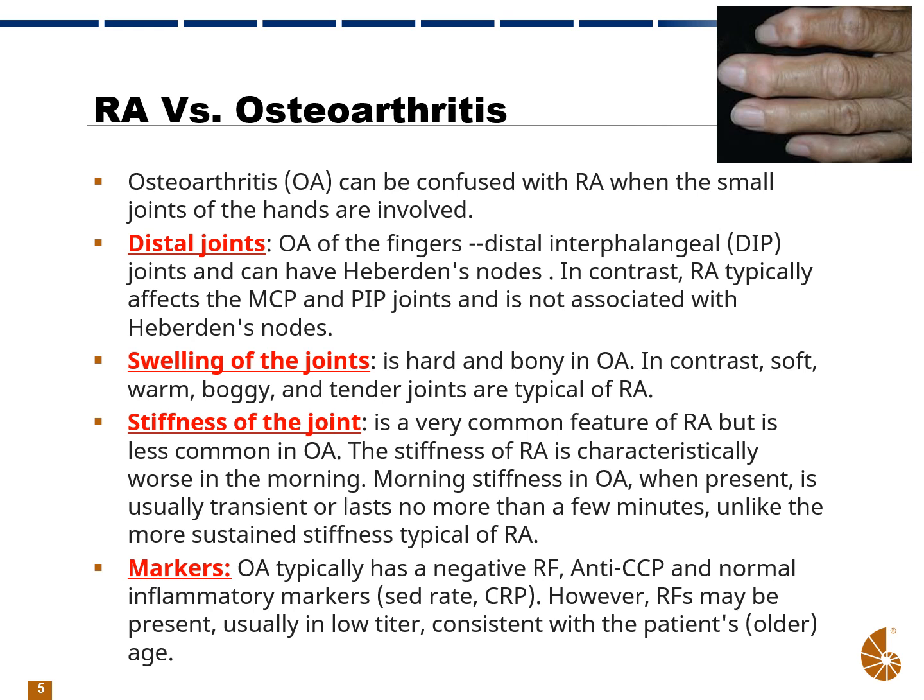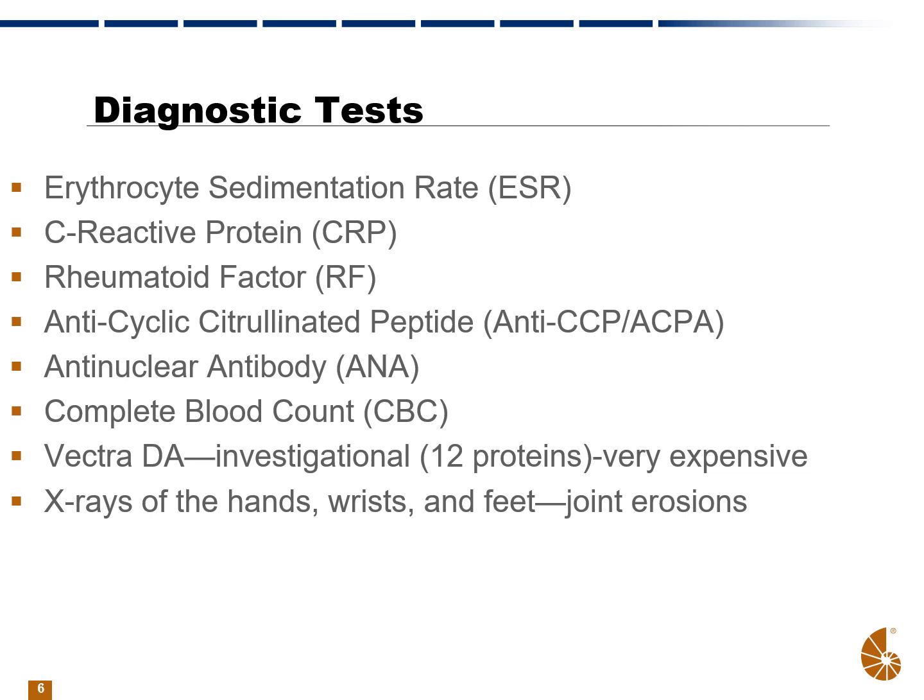Mainly, you'll note that in osteoarthritis, the distal joints in the hands are affected, and those are called Heberden's nodes. And it's one of the features that distinguishes it from rheumatoid arthritis, which usually affects the joints that are proximal in the hand. So, what are the diagnostic tests we use?